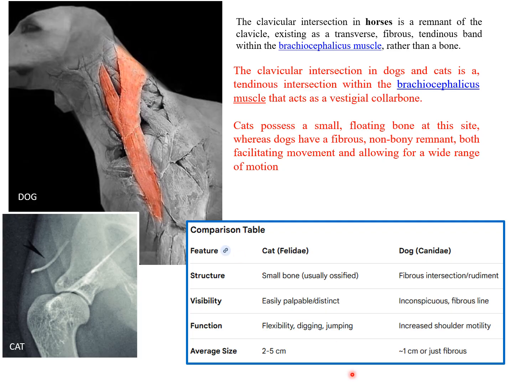Okay, it just exists as a fibrous line, as you can see here. Fibrous line. Now, what's the function? It is for flexibility, digging and jumping in cats, while in dog it increases shoulder motility. Okay, the average size in cat is 5 cm, while in dog is about 1 cm.